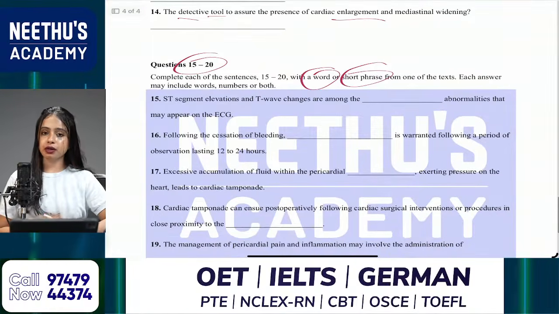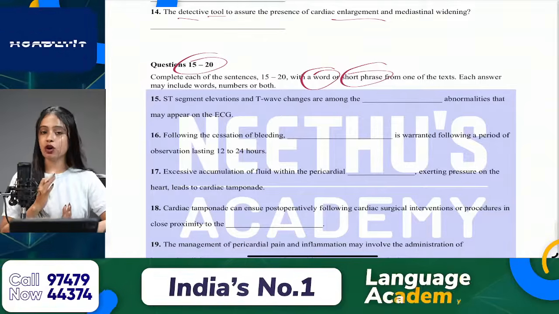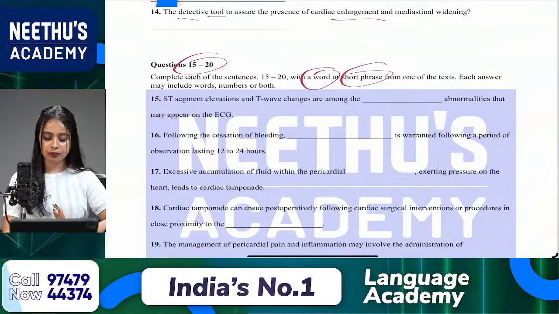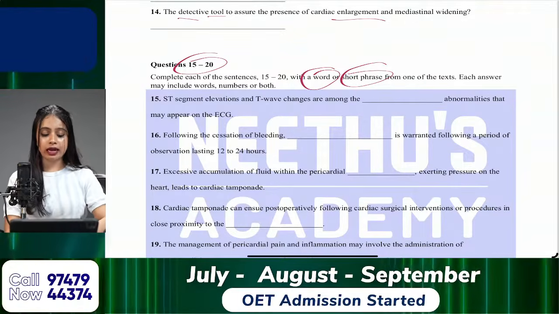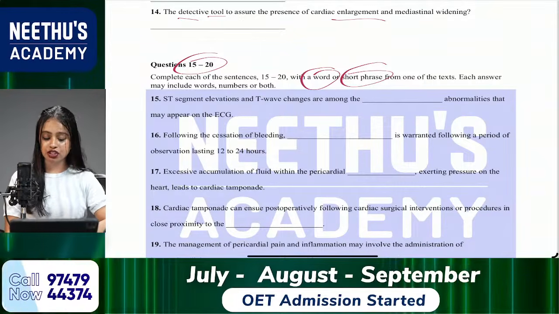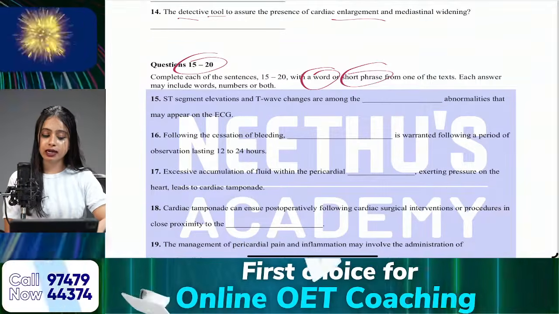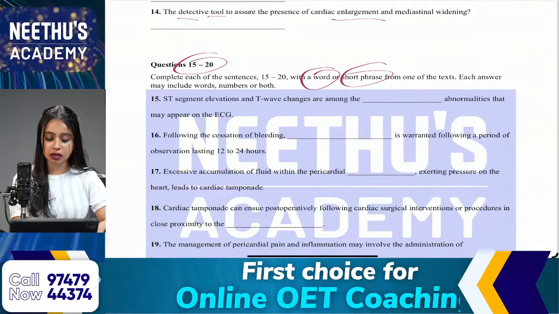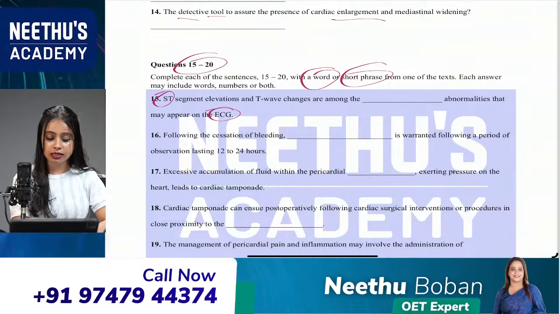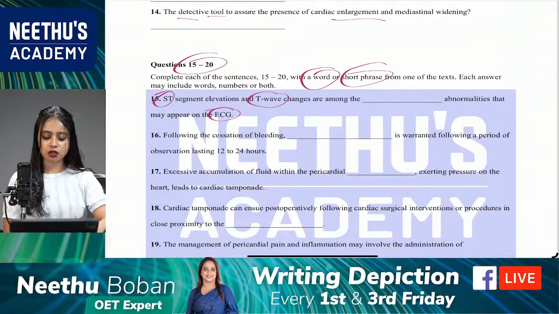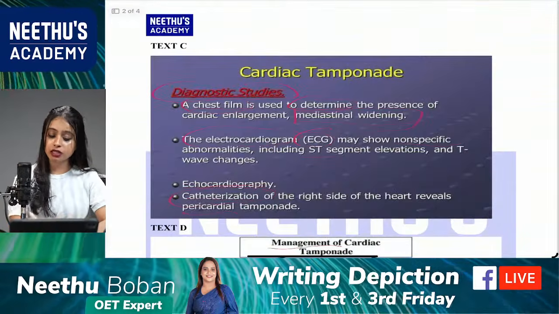Okay, so 15th one, ST segment. I have only seen this particular word in which text? Text C, right? The ST segment elevations and T wave changes are among the dash abnormalities that may appear on the ECG. So my keywords: ECG, ST and T wave. Okay, so what is your answer here? I know that it is from text C, of course.